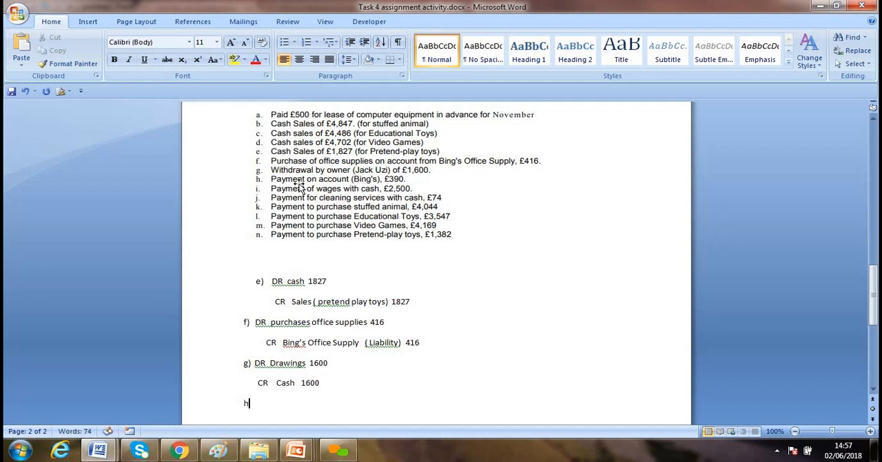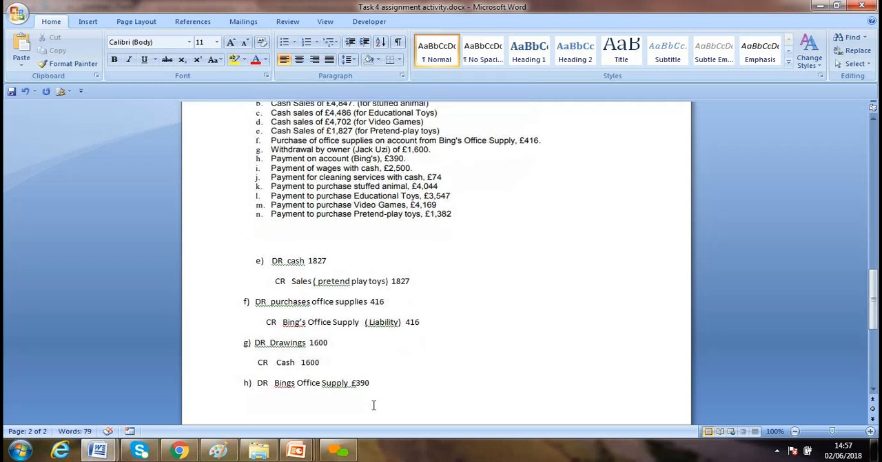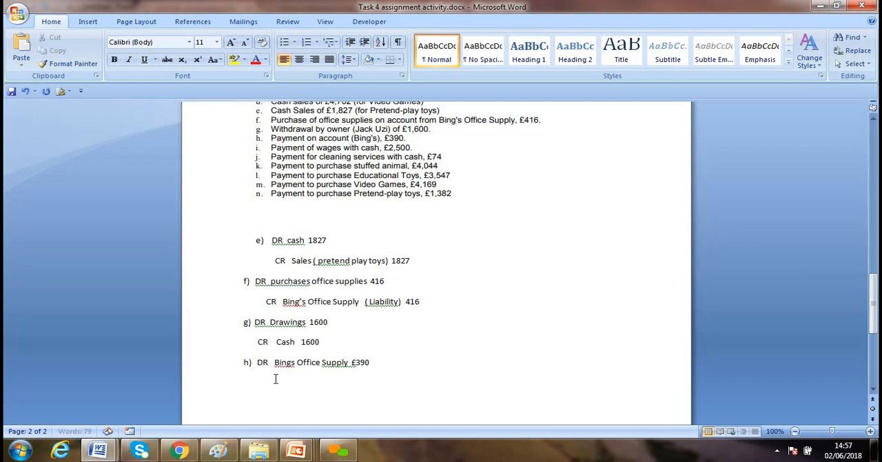H. What is about H? Payment on account being granted. So this time, we are not buying goods, we are paying money. When we are paying money, we are reducing our liabilities. How much are we paying them? 390. We are paying cash, and cash is going out of the business. When cash is reducing, it means credit, because cash is decreasing by £390 as we make the payment. You getting this concept, yes? Yes.